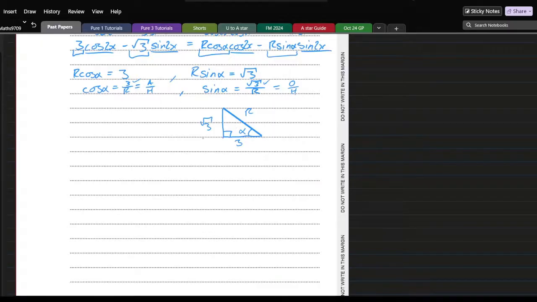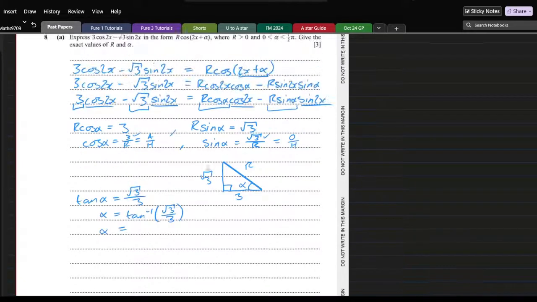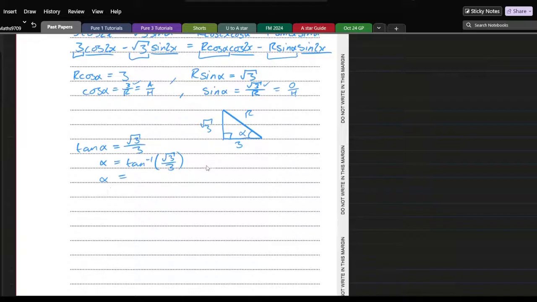Alright, so using this right-angled triangle we can evaluate both alpha and r. I'm going to start by evaluating alpha. We've got opposite and we've got adjacent. So we can say that tan alpha is equal to our opposite, which is root 3, over our adjacent, which is 3. So alpha is equal to arctan of root 3 over 3. Let's punch that into the calculator. What are we in? We're in radians. Let me change to radians. That's arctan of root 3 over 3, and that gives us 1 over 6 pi. So alpha is 1 over 6 pi.